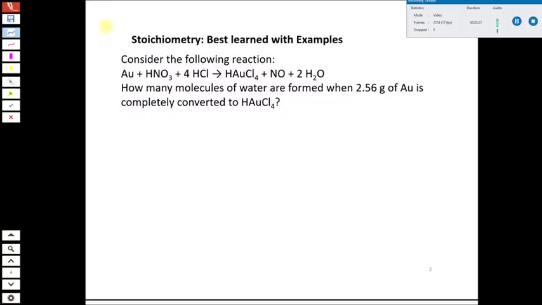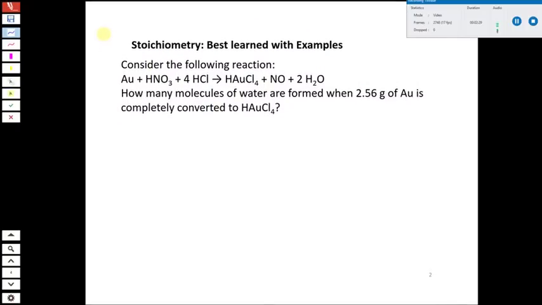All right, so we have this reaction here. If you're curious, this is gold plus nitric acid plus hydrochloric acid. The mixture of nitric acid and hydrochloric acid is called aqua regia, water of kings, because it's one of the only substances that can actually dissolve gold. Fun little trivia for you before we get started. And it forms these products.